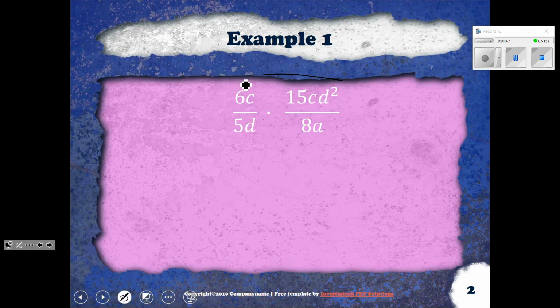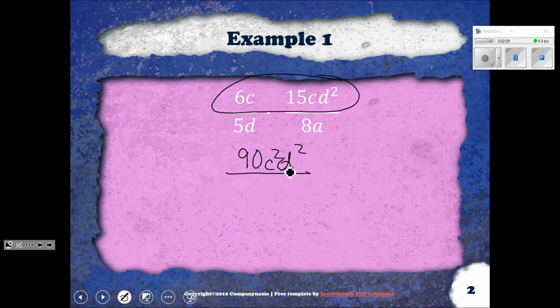So here we go. 6 times 15. Help me out. 90, I believe. What's C times C? C squared. And how about D? D squared. Divided by 5 times 8. 40 A D. Any questions about that?